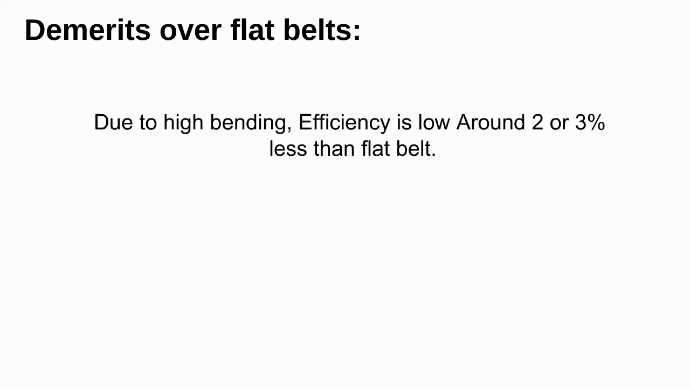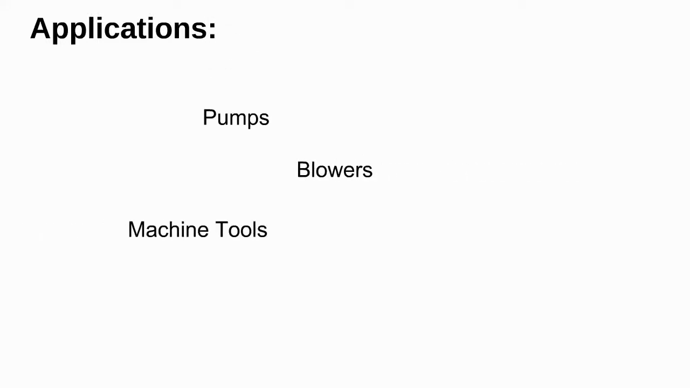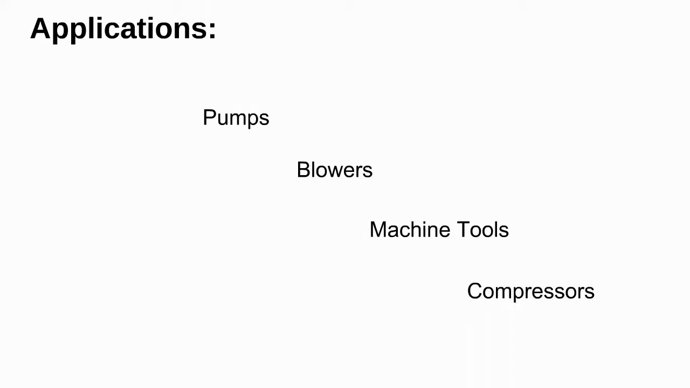Even though it has some disadvantages compared with flat belts: due to high bending, efficiency is low, around 2 or 3% less than flat belt. Higher creep. V-shaped belts require V-grooves in the pulley, but a flat belt requires nothing. These are used in places where high power transmission capacity and high-speed operation are needed, like pumps, blowers, machine tools, and compressors.